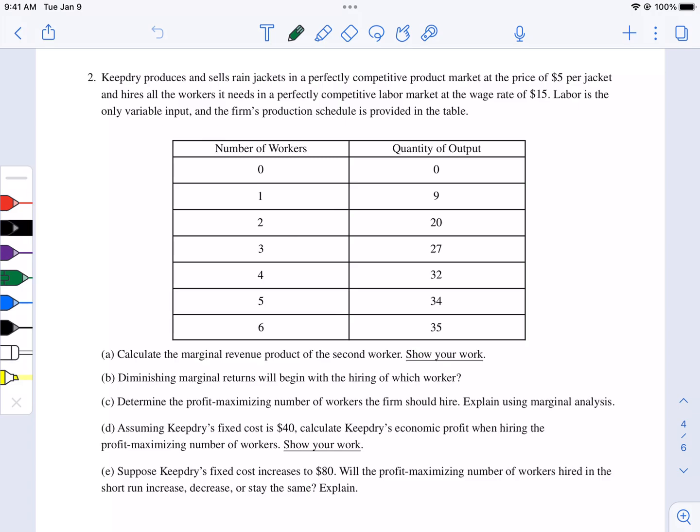Okay, so now we are going to do question 2 for the 2023 FRQ set 2. All right, so here what we're doing is Keep Dry produces and sells rain jackets in a perfectly competitive product market at a price of $5 per jacket and hires all workers it needs in a perfectly competitive labor market at the wage rate of $15. Labor is the only variable input, and the firm's production schedule is provided in the table.